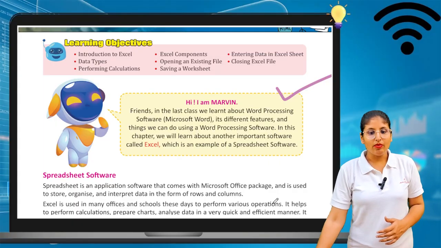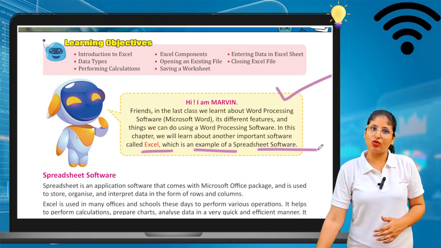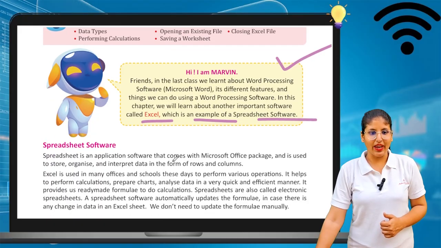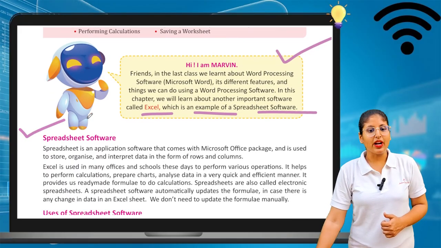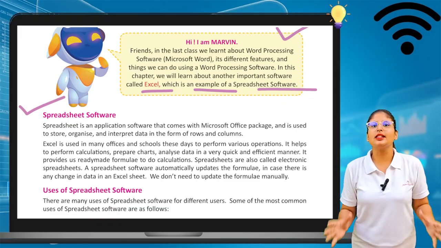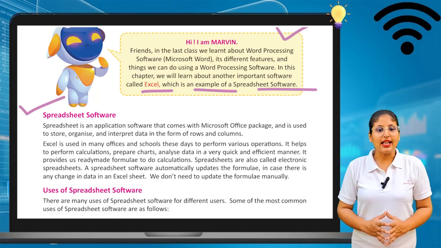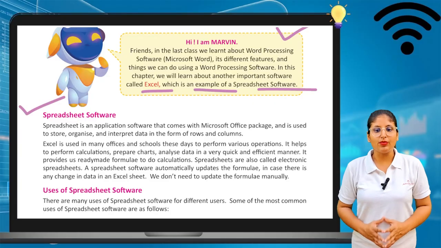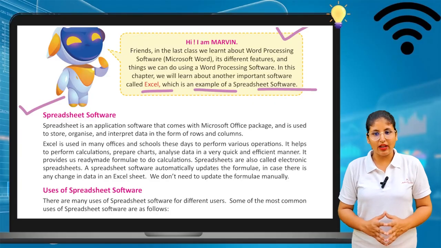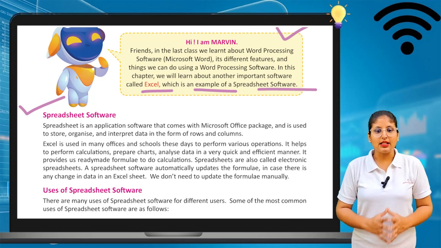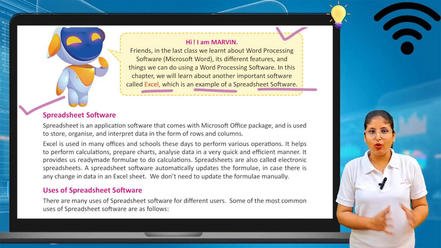Here we will see Excel, which is an example of spreadsheet software. So starting with spreadsheet software. What is a spreadsheet software? Spreadsheet is an application software that comes with Microsoft Office package, and it is used to store, organize and interpret data in the form of rows and columns.